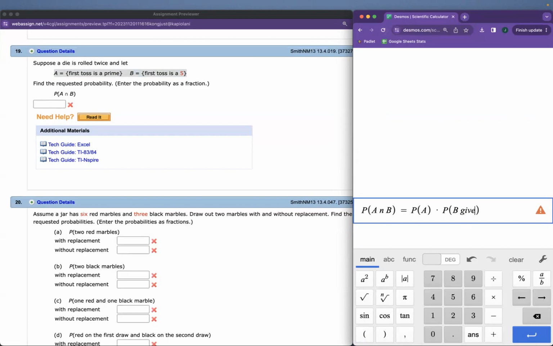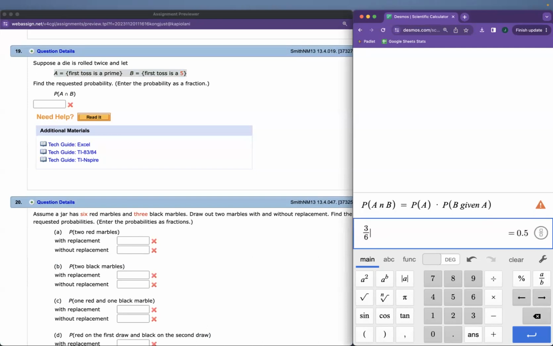I'm gonna have to write it like this: B given A, because it doesn't like me to write a single line. So what is probability A? Probability A is tossing a prime. What are prime numbers? From 1 through 6, the only primes are 2, 3, and 5. So the probability of prime is 3 out of 6. There's 3 numbers that are prime out of 6 outcomes.